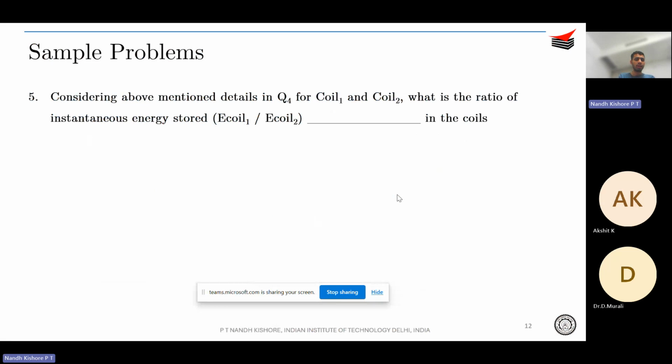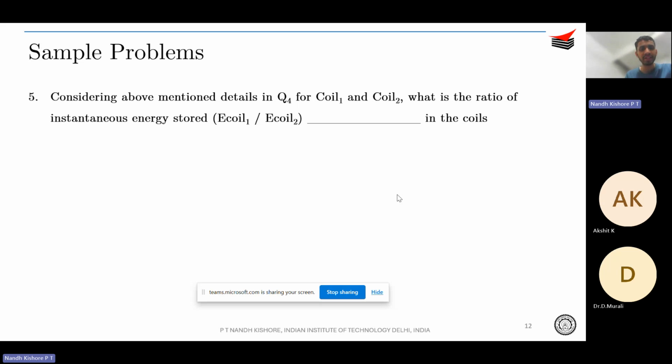So this is a continuation of the above problem. Considering the above mentioned details in question 4 for coil 1 and coil 2, what is the ratio of the instantaneous energy stored, E coil 1 by E coil 2, in the coils? So again, this is a question on the energy stored.